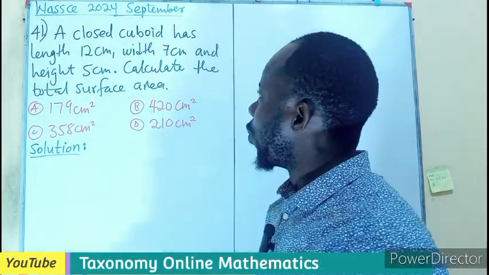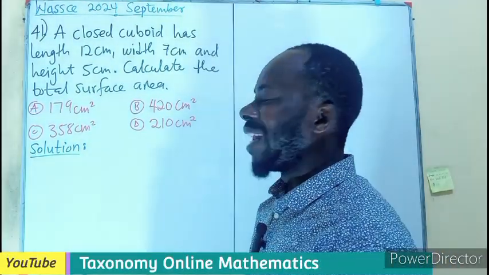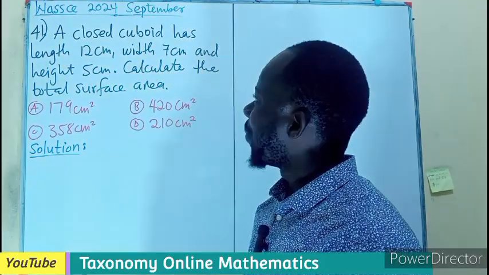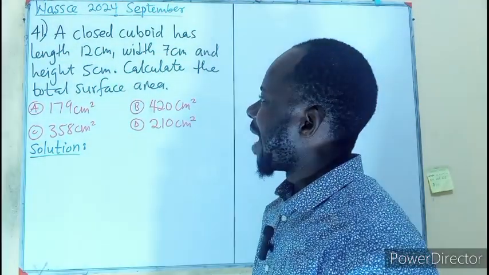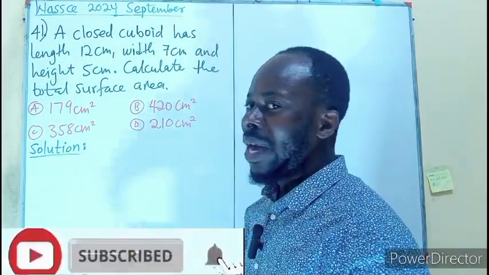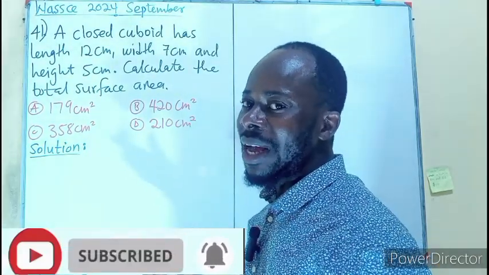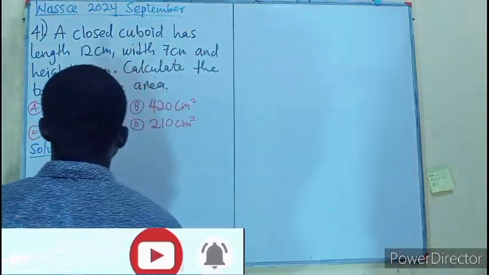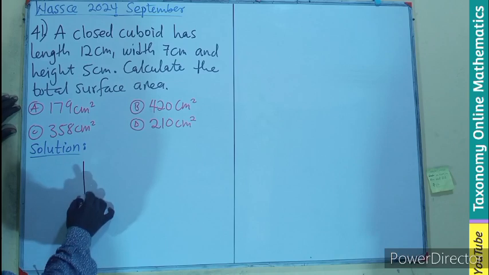So we have a closed cuboid which has a length of 12 centimeter, the width of 7, and the height being 5 centimeter. We are to find the total surface area. This is WASSCE 2024 September edition.